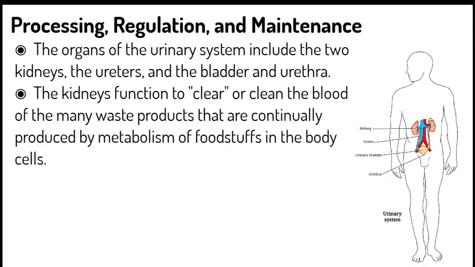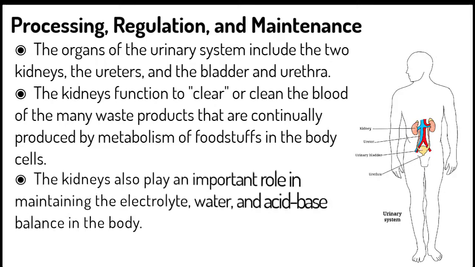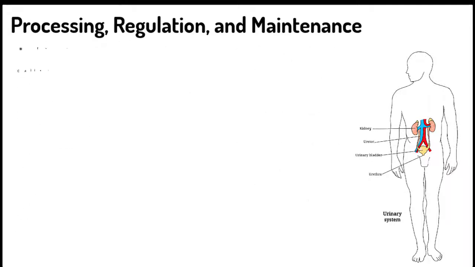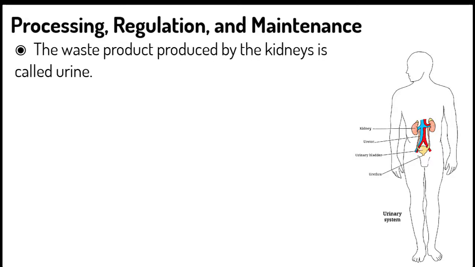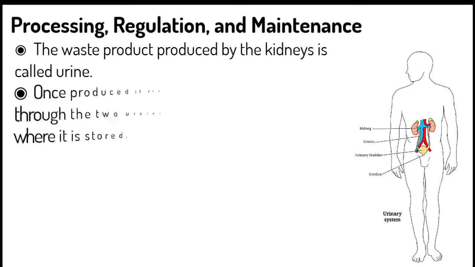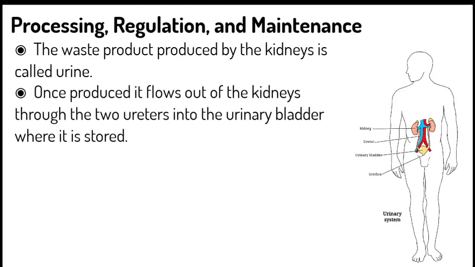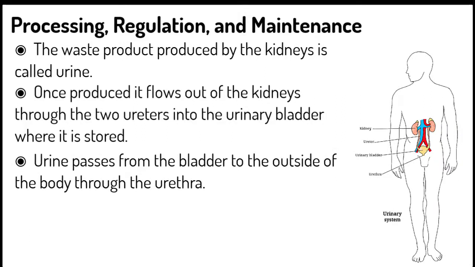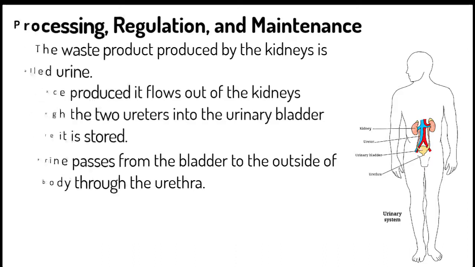The kidneys function to clear or clean the blood of the many waste products that are continually produced by metabolism of foodstuff in the body cells. The kidneys also play an important role in maintaining the electrolyte, water, and acid-base balance in the body. The waste product produced by the kidneys is called urine. Once produced, it flows out of the kidney through the two ureters into the urinary bladder where it is stored. Urine passes from the bladder to the outside of the body through the urethra.